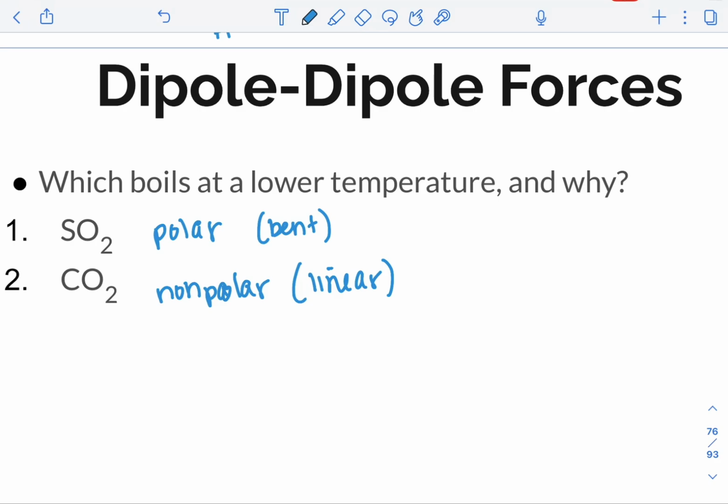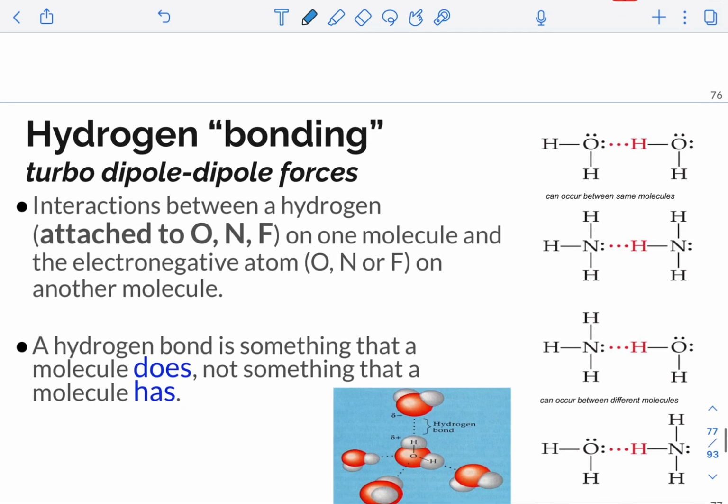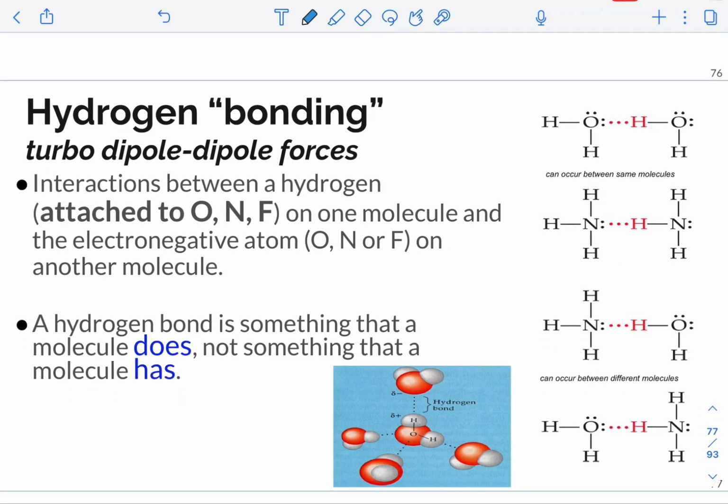But for the most part, if you were asked a question like this, what boils at a lower temperature, you would say the one with dipole-dipole is stronger, higher temperature. So the other one would be the lower temperature. So hydrogen bonding is just really intense dipole-dipole. It is a hydrogen that's attached to oxygen, nitrogen, or fluorine.